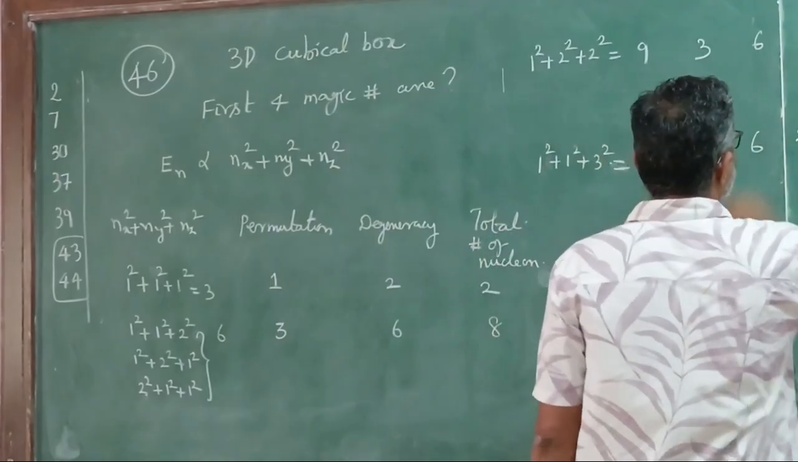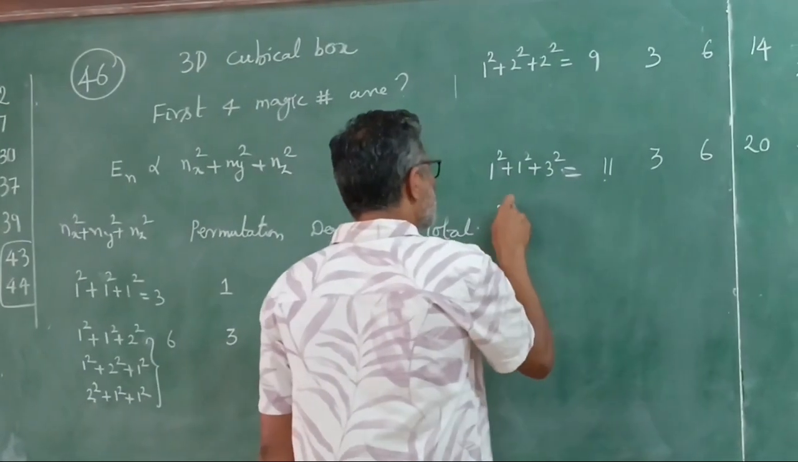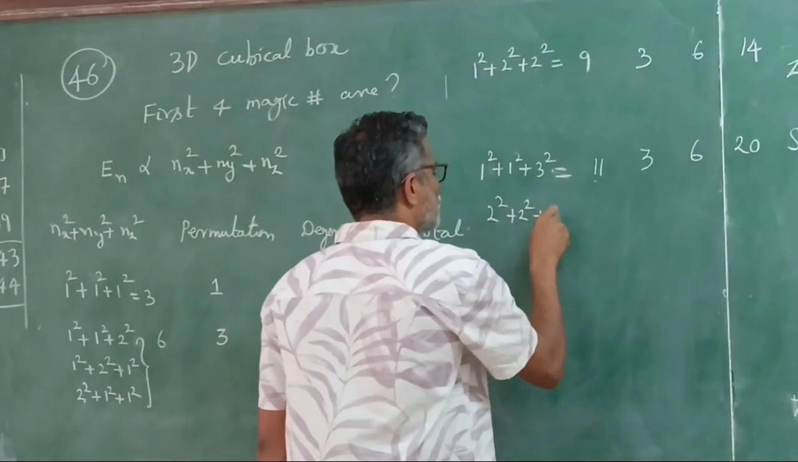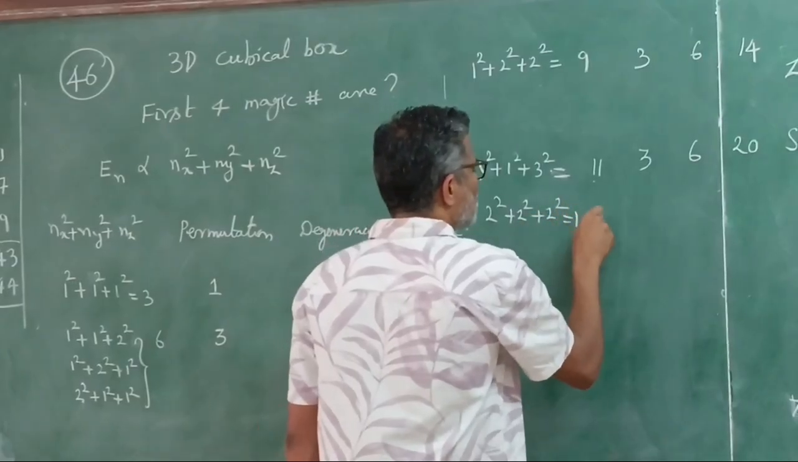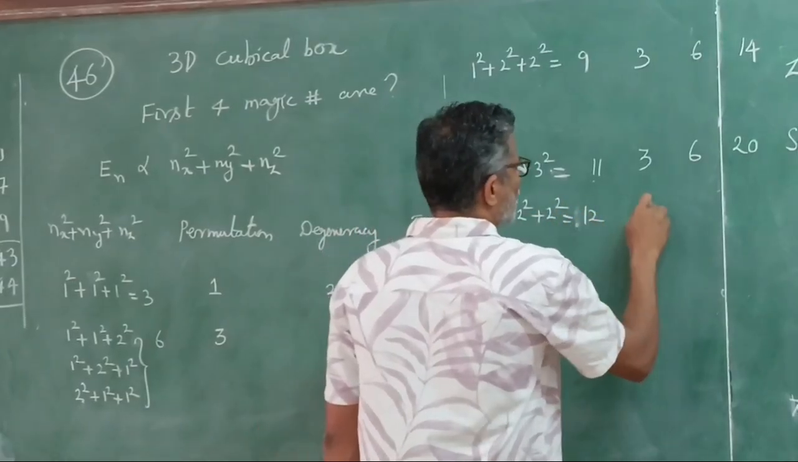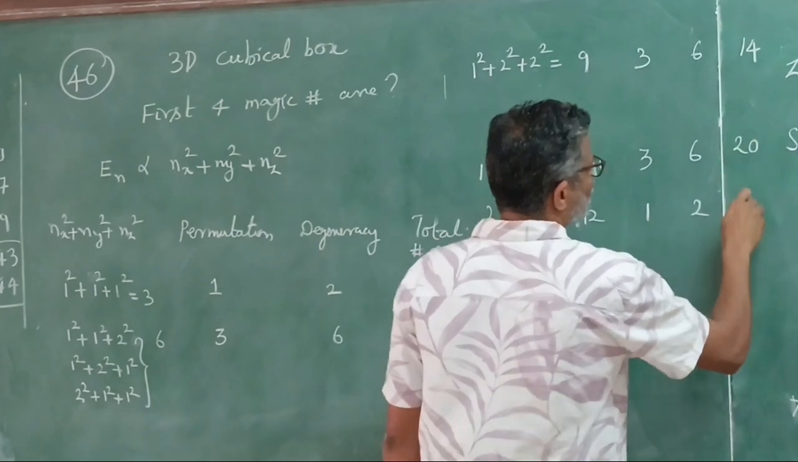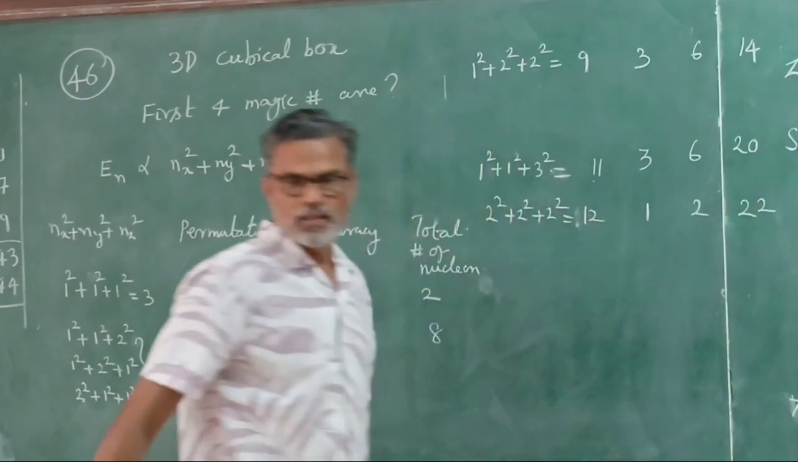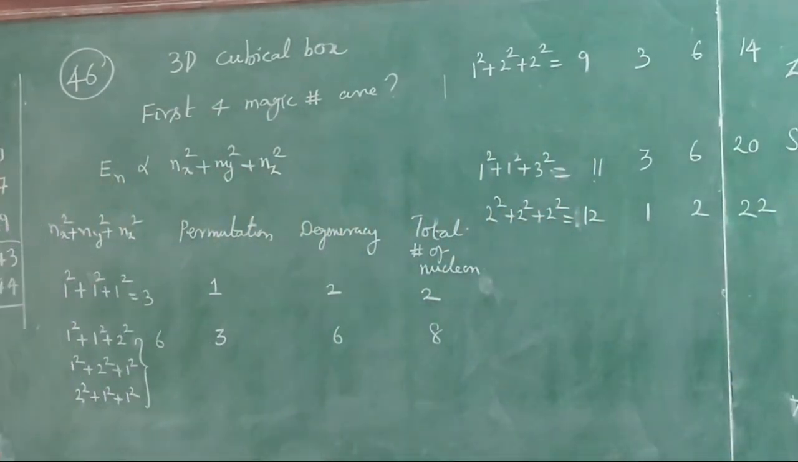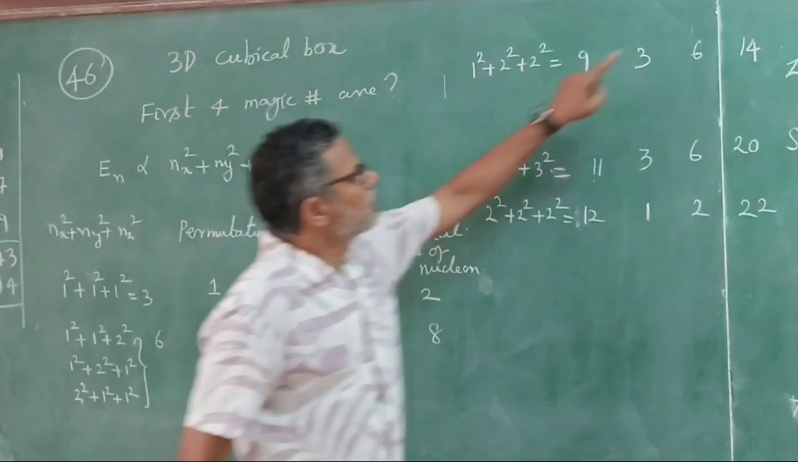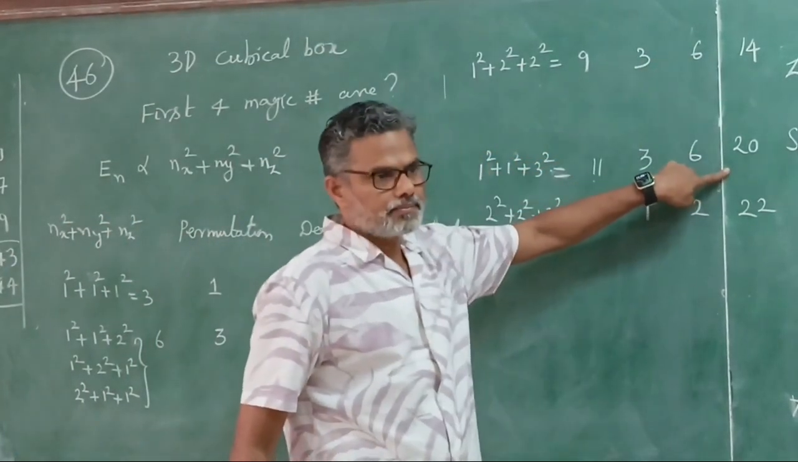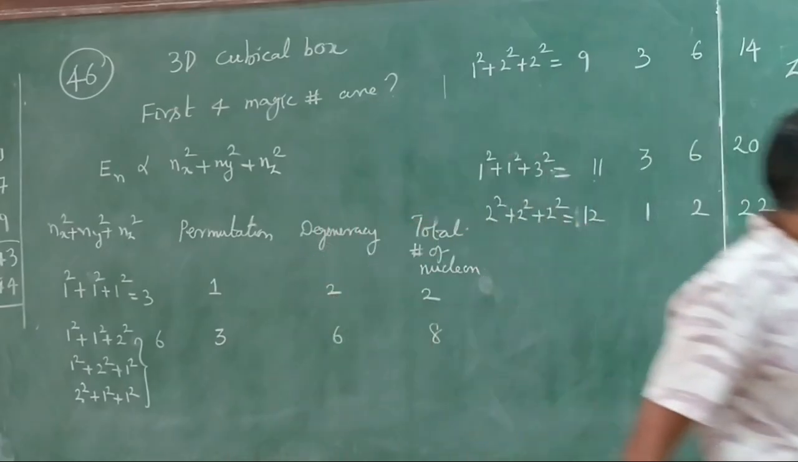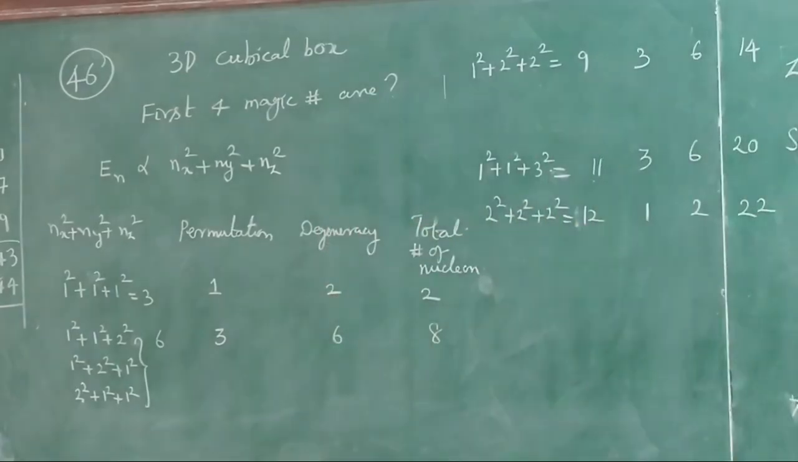6 again. So then you have 2 square plus 2 square plus 2 square, which is 12. The degeneracy is only 1, and number of electrons 2, total is 22. Now the magic number is getting changed. The first 4 are 2, 8, 14, 20, not like 2, 8, 20, 20.